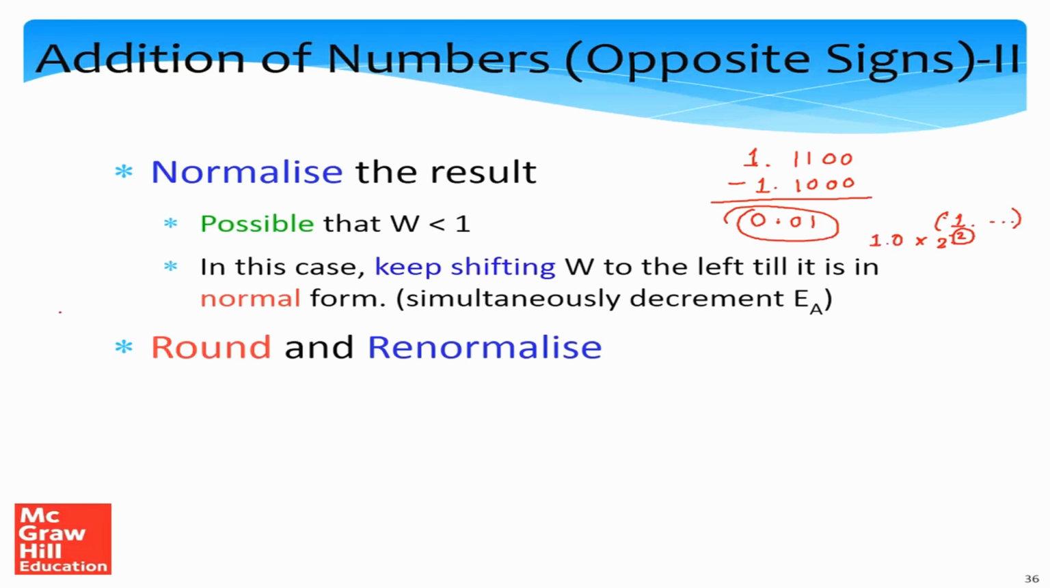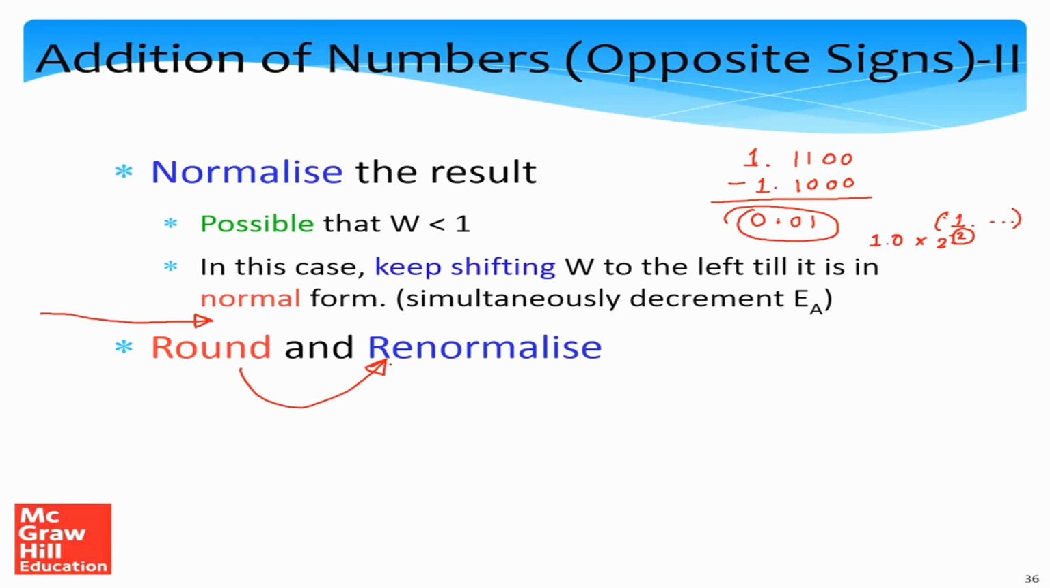After that, the rest of the procedure is the same. We need to round the numbers. Rounding in this case is not really required, because if we are shifting to the left, then we are essentially shifting in zeros. But otherwise, it might be required, especially if the exponents are the same and some bits are remaining. So we need to round and renormalize.